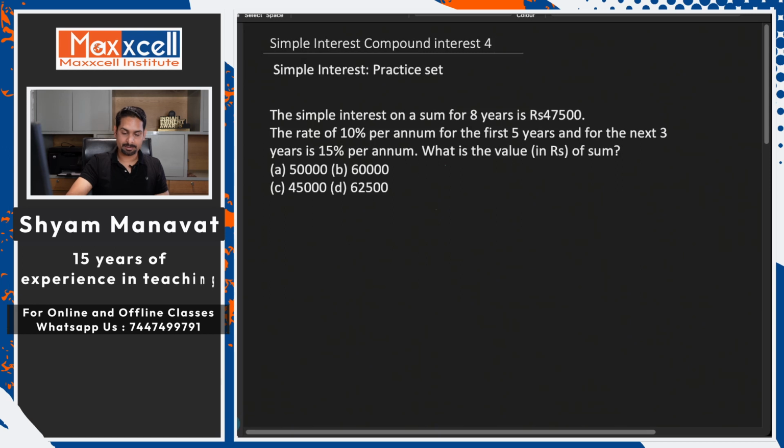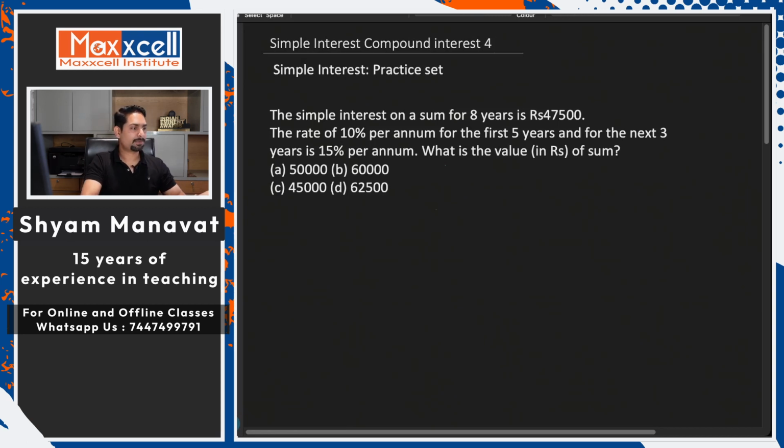I hope all of you have gone through my previous lectures of simple interest and compound interest. So I can assume that you know the formulas. The formula of simple interest is simple interest equal to PRT by 100, and the amount is principal plus interest. Okay, so let's get started.